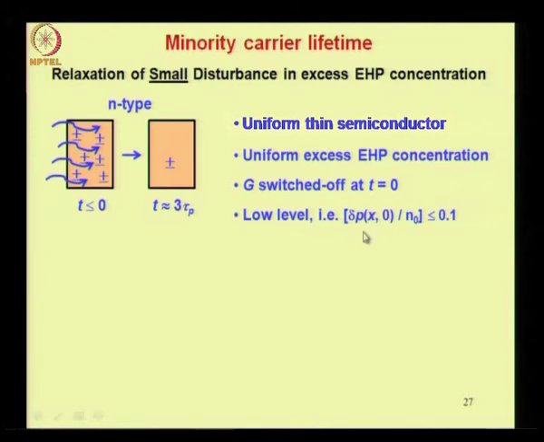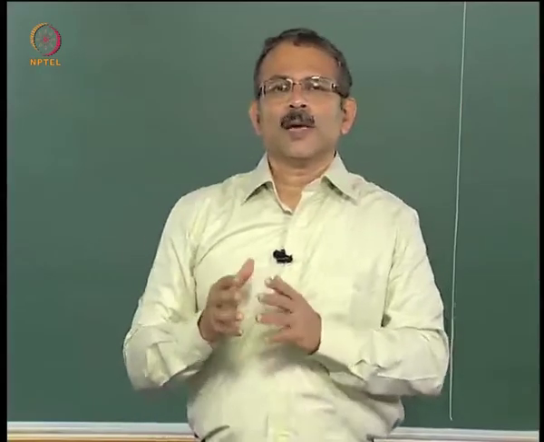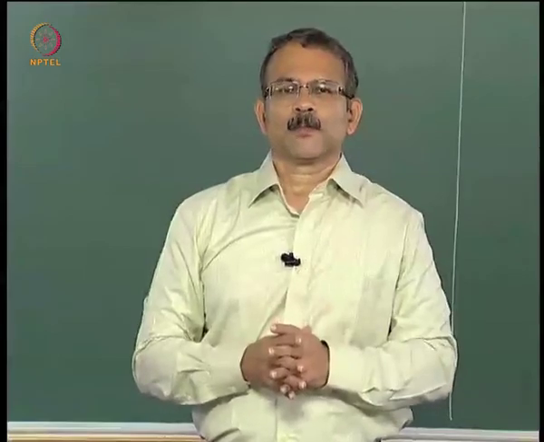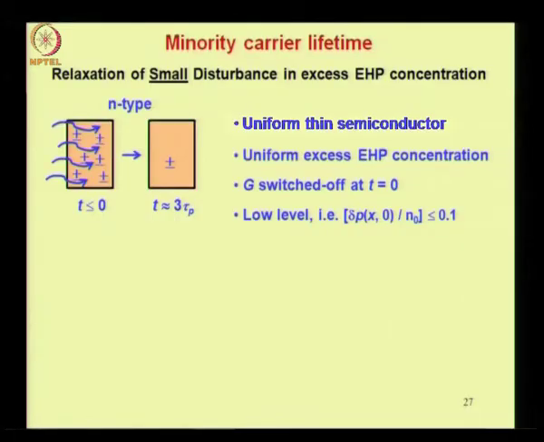And finally, we assume that the injection level is low, that is, the excess minority carrier concentration is less than 1/10 of the equilibrium majority carrier concentration. Now the excess minority carrier concentration would also be the same as the excess majority carrier concentration in this case. So we can say that low level means the excess carrier concentration is less than 1/10 of the equilibrium majority carrier concentration. This is the statement of the small disturbance. So what do we mean by saying the disturbance is small? This is the condition, and only under this condition will the characteristic time that we derive be valid.